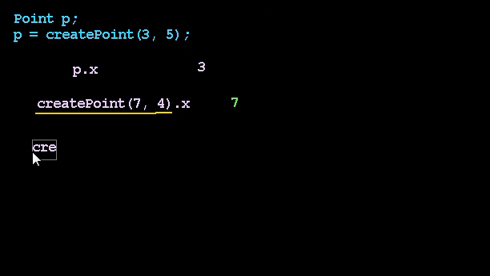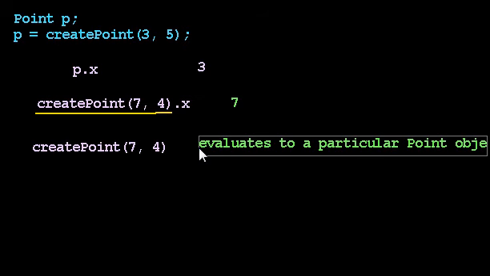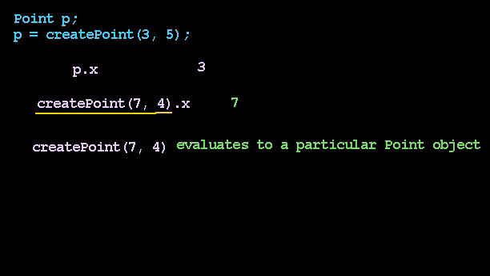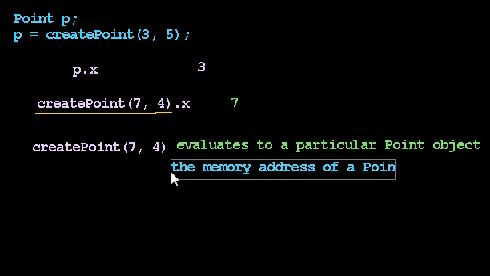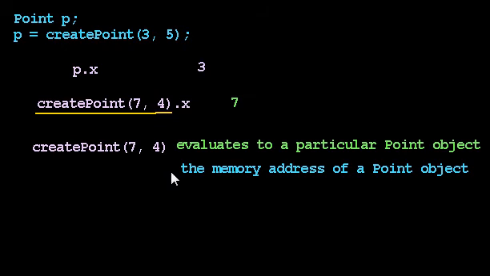What else can we do? What is create point 7, 4 itself? What is that? What do I get back from that expression? I get a point object. It evaluates to a particular point object, which doesn't fit on my screen. There we go. And in reality, what it really does is it evaluates to be the memory address of a point object. The memory address where a point object exists in memory.